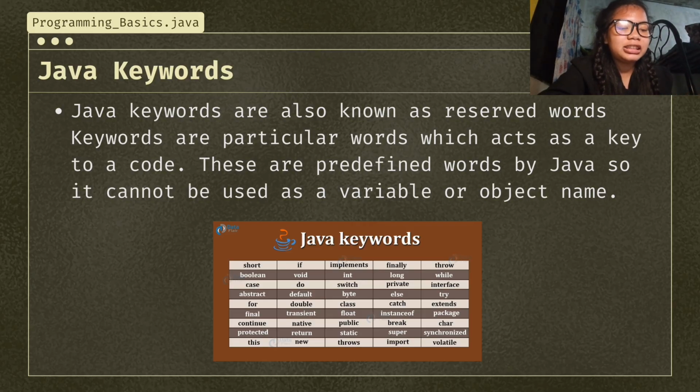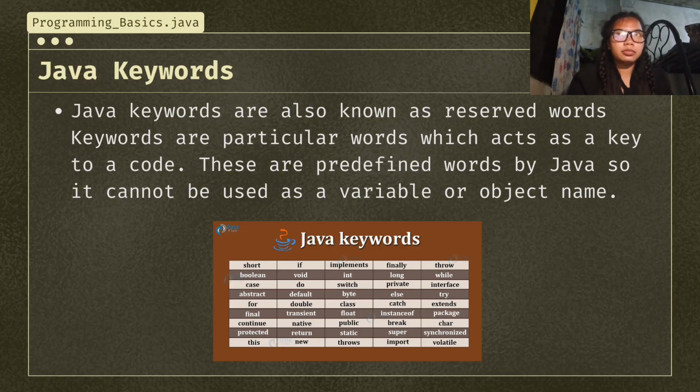Java keywords are special reserved words that have a predefined meaning in the Java language. They act as building blocks of Java syntax, like tools with specific jobs. And because they are already defined by Java, you cannot use them as names for variables, methods, classes, or objects. Some examples of Java keywords are the class keyword, void keyword, static keyword, and etc.